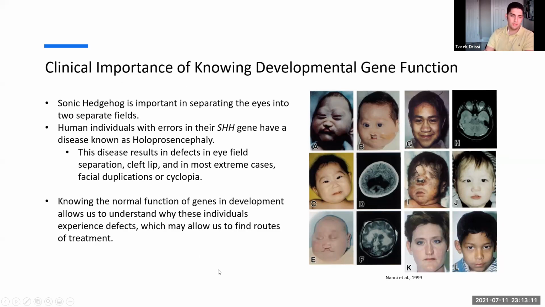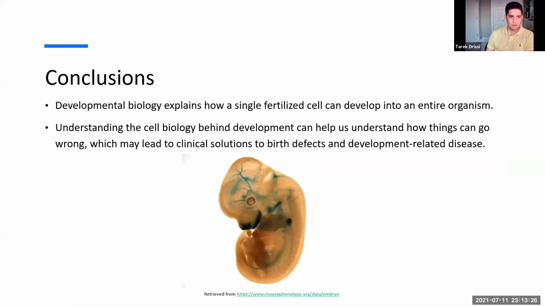Essentially, showing you this, I'm just saying that knowing the normal function of a gene in development allows us to understand why these individuals experience defects, which may allow us to find routes of treatment. Okay, so conclusions. Developmental biology explains how a single fertilized cell can develop into an entire organism. Understanding the cell biology behind development can help us understand how things can go wrong, which may lead to clinical solutions to birth defects and development-related disease.